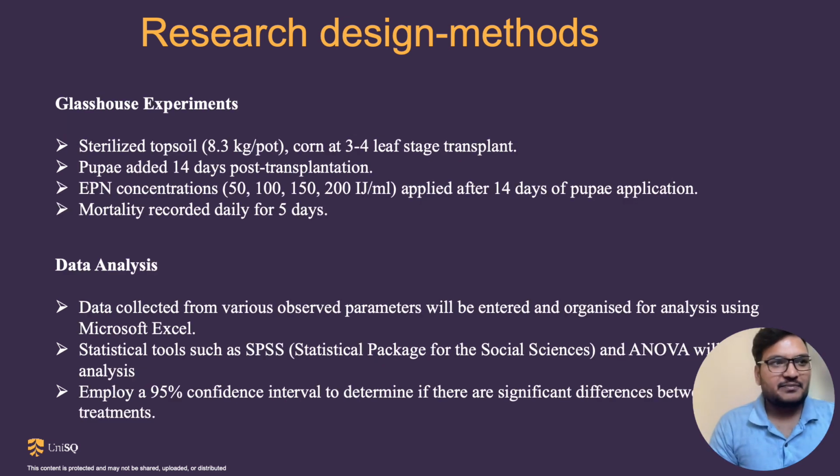Next, glasshouse experiment. Sterilized topsoil, approximately 8.3 kg per pot, will be used. They are arranged in a CRD design. A corn plant at the 3 to 4 leaf stage will be transplanted in a pot, and 14 days after transplantation, a pupa will be applied to each pot in the soil. After 14 days of the pupa application, the treatment will be applied to each pot. The mortality of the pupa will be recorded daily for 5 days, and the dead pupa will be examined, and the color and texture of the dead pupa will be recorded.